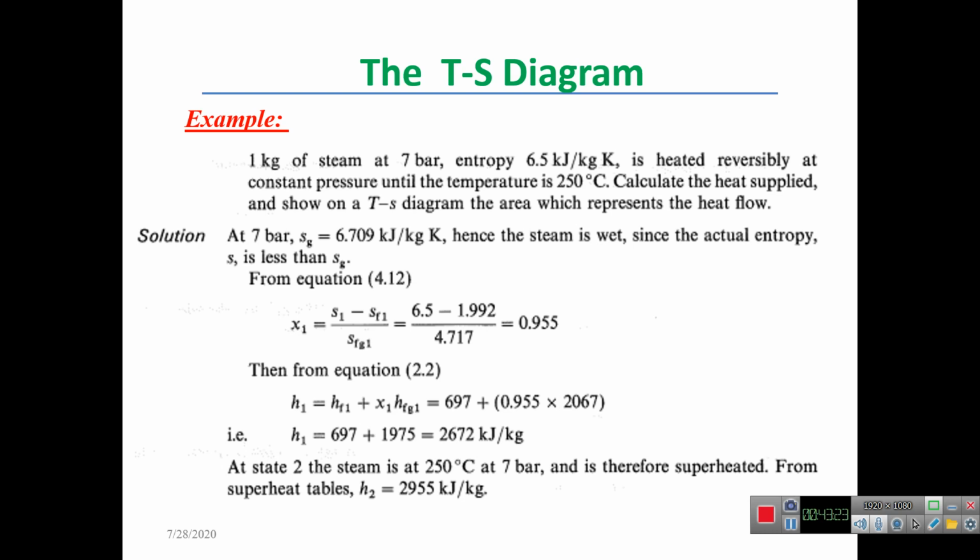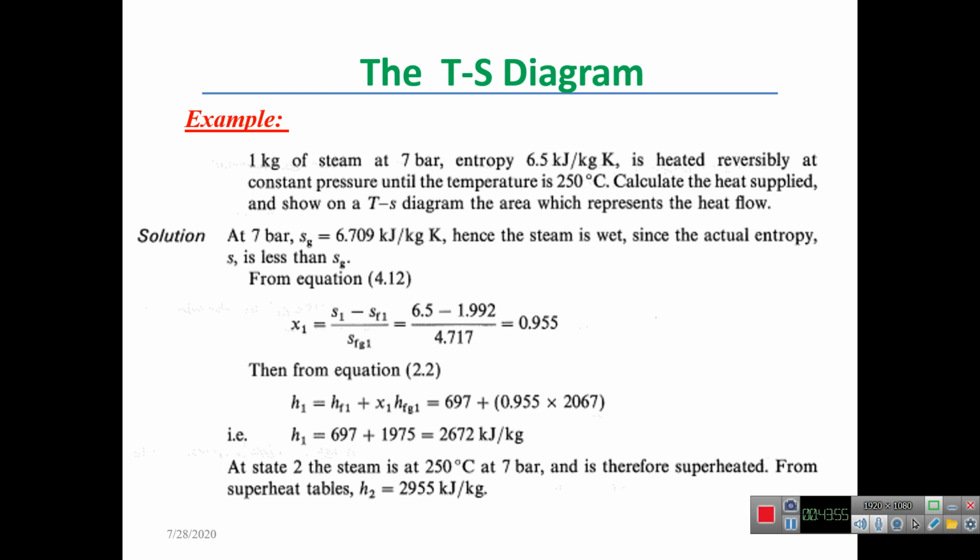We substitute for S1, that is the 6.5, the given entropy, minus Sf1, which we obtain from the tables at a pressure of 7 bar, given by 1.992, and Sfg, that is Sg minus Sf, we also obtain from the tables of properties at 7 bar, and it is given by the value 4.717. When we calculate, we get X1 as being equal to 0.955.